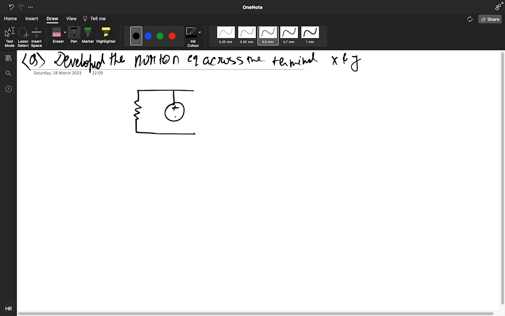This is your positive, this is negative. This value is given as 10 volt, and this is your 4 ohm. The current is flowing, IX current is flowing. Okay. And this is 5 ohm. This particular value they had mentioned like this. This is your 2Ix. Okay, and this is your X and this is your Y.